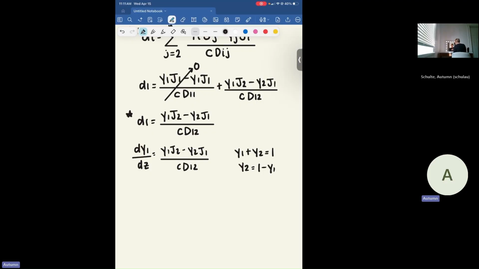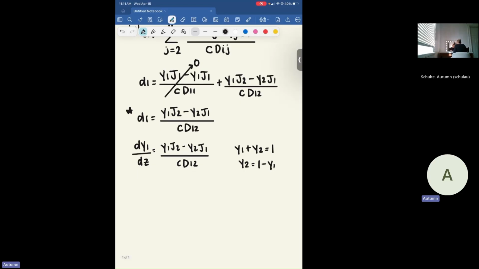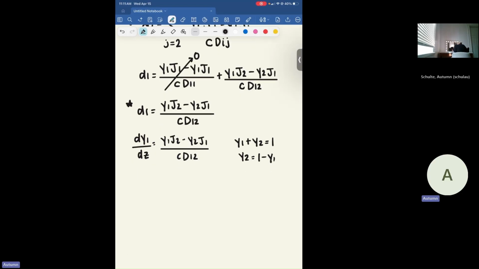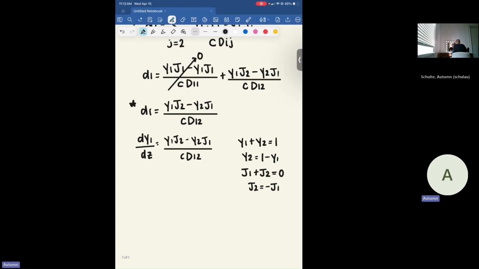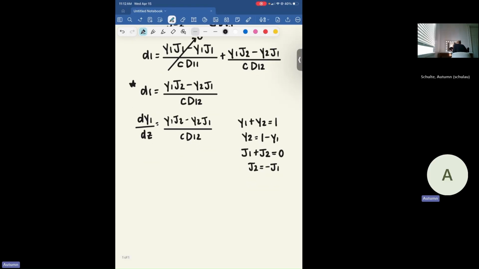The same sort of idea goes for molar diffusive fluxes. If we have an ideal mixture at steady state, there's not going to be any net molar diffusive flux. So the molar diffusive flux of component 1 plus the molar diffusive flux of component 2 is equal to 0. And if we solve for the molar diffusive flux of component 2, that is simply negative the molar diffusive flux of component 1.